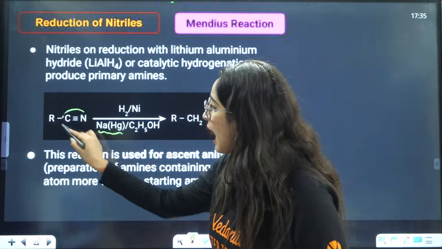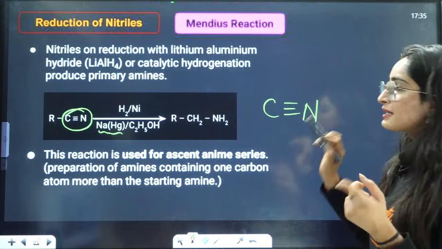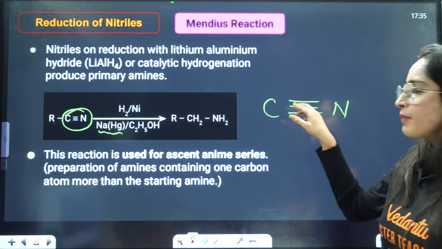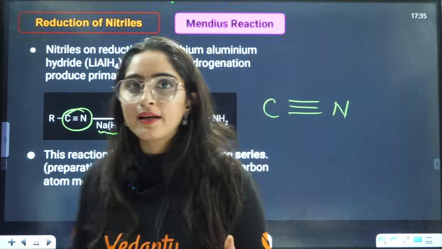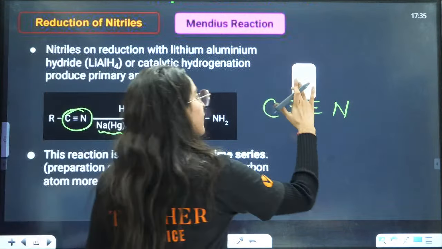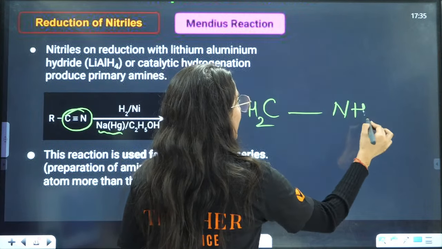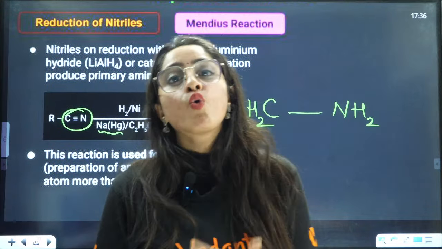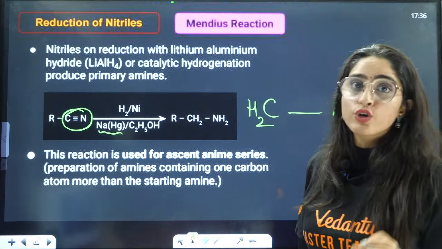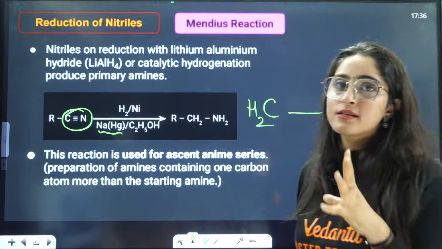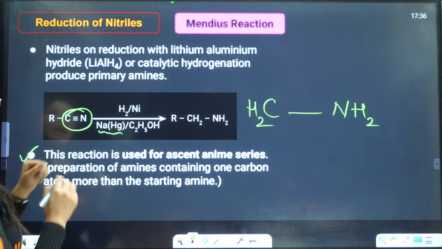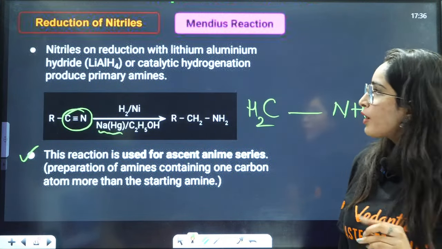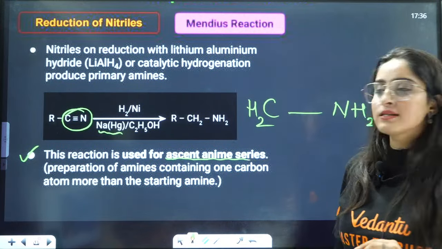Now what is going to happen? You have a nitrile, C triple bond N. In this triple bond, we know that there is 1 sigma and 2 pi bonds. Pi bonds are not very strong, they have sideways overlapping. That is why the pi bonds will break, and hence you will have the addition of H2 over here. That is why it will be converted to CH2NH2. That is adding hydrogen to the nitrile in the presence of catalyst nickel, but you also use sodium amalgam along with ethanol. Only then this reaction will occur. Nitriles on reduction with lithium aluminium hydride or catalytic hydrogenation produce primary amines. This reaction is used for the ascent of the amine series. Now, what do you mean by that?